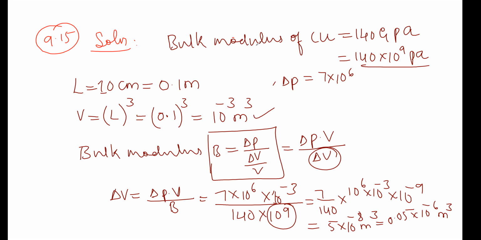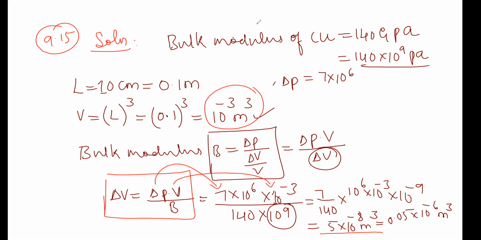Check whether this much of an answer you are getting or not. Here we substituted the delta P value. Volume we already substituted from what we got here. Then the bulk modulus of copper is always constant, that is 140 gigapascal. After substituting and simplifying, 7 divided by 140 into 10 to the power of 6 minus 3 gives 3. Again minus 9 plus 3 gives minus 6.